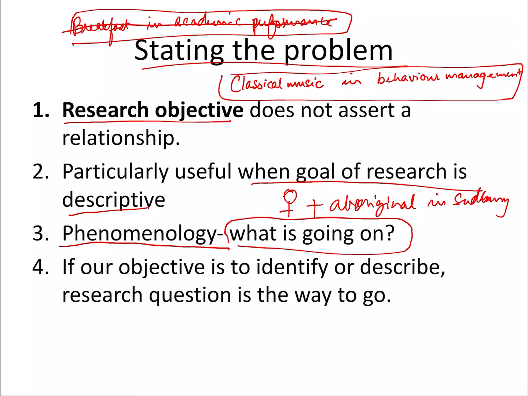So these are phenomena. So what is going on? Those kinds of questions don't get answered with a hypothesis. We can't pretend to know the reasons why people do all of these things and suggest that one concept is related to another. So that gets answered only by having a research objective, where the goal is to ask why, and perhaps it's an interview process, or perhaps it's a personal narrative that you use. So if our objective is to identify or describe, the research question is the way to go.